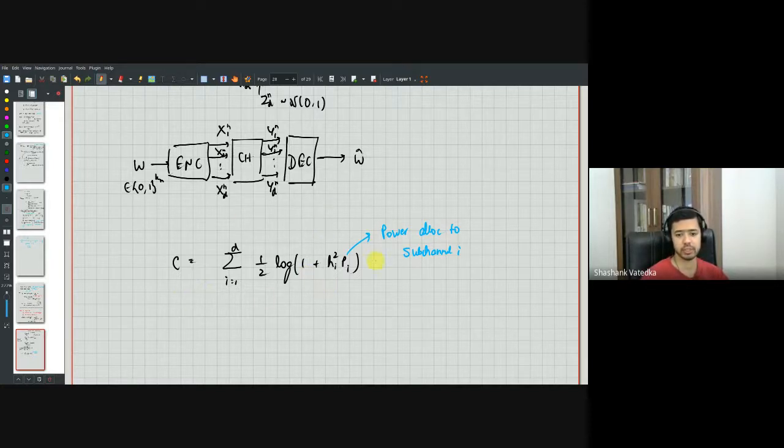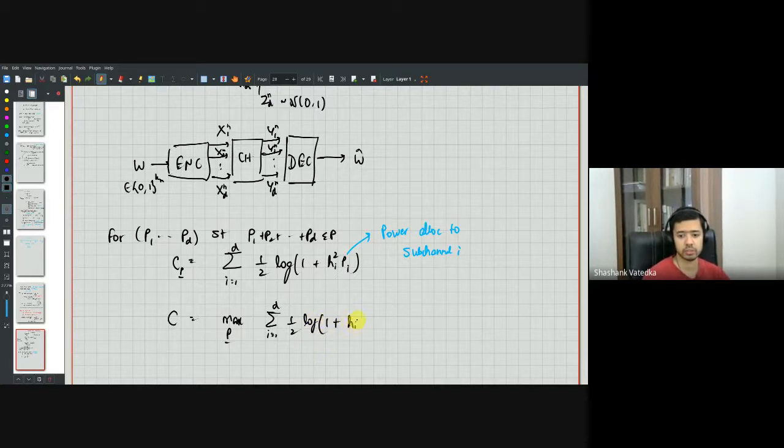Okay, so the capacity is given by this sum rate, the sum of the capacities of the individual subchannels, and therefore, this is for a particular power allocation, for one particular power allocation, with the sum of the P_i less than or equal to P. So the capacity is the maximum over all possible power allocations which satisfy this power constraint of the summation i going from 1 through D of half log 1 plus h_i square P_i.